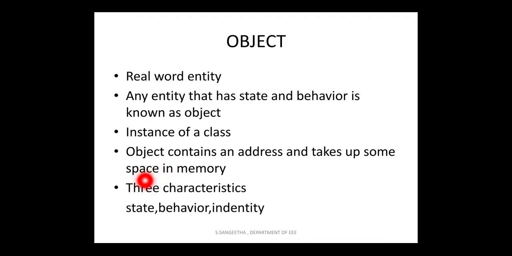State represents the data of an object. That is, data means value. The value of an object is called its state. Behavior represents the behavior of the object, such as the functionality of the object. Next one, identity. Identity means every object will have a unique ID. The value of the ID is not visible to the external user. It is only used internally to identify each object uniquely. These three are the characteristics of an object.